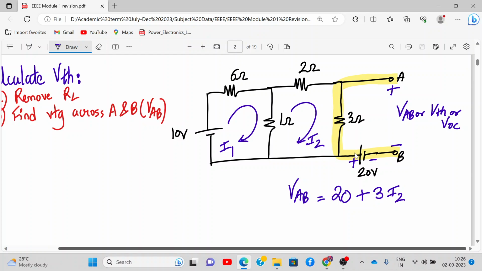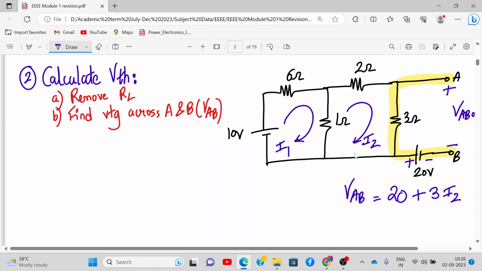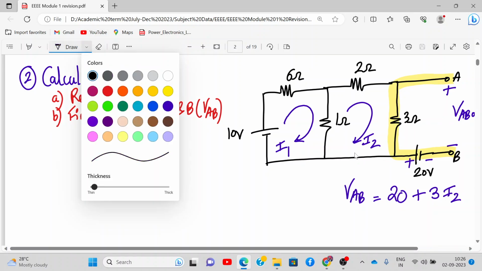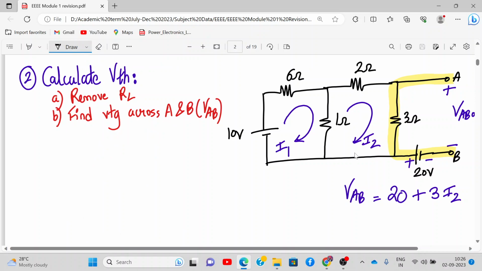Now how will you calculate I1 and I2? We'll use simple mesh analysis. I think you're comfortable with mesh analysis, right? Even so, I will repeat it. We'll apply KVL to mesh 1. This one is my mesh 1 and this is my mesh 2.